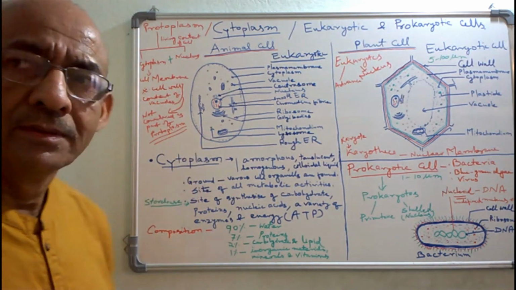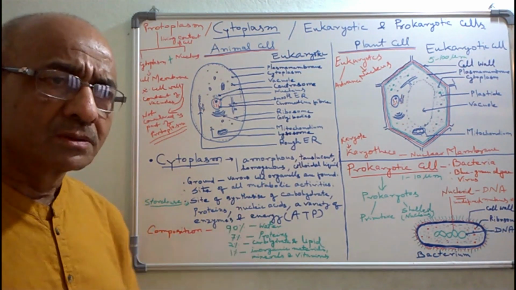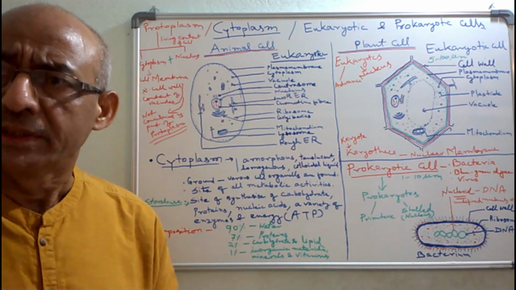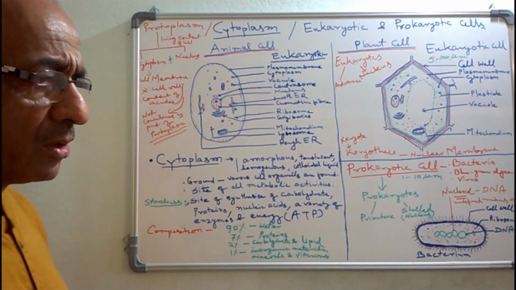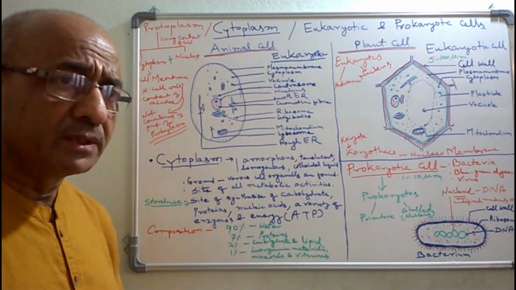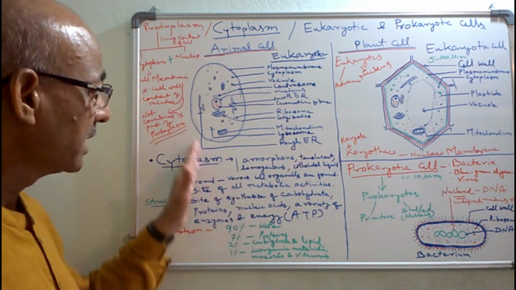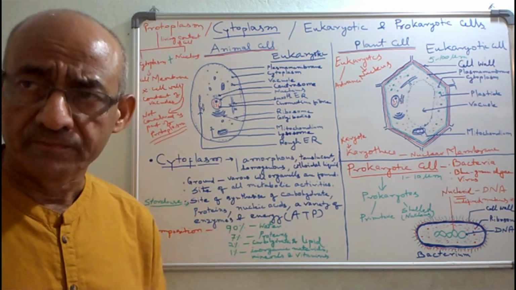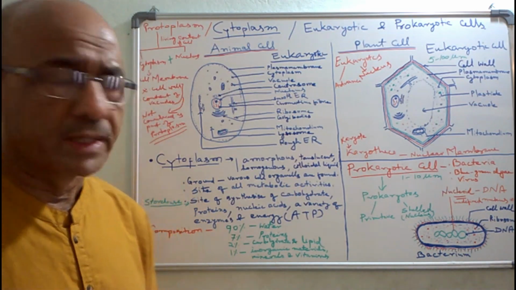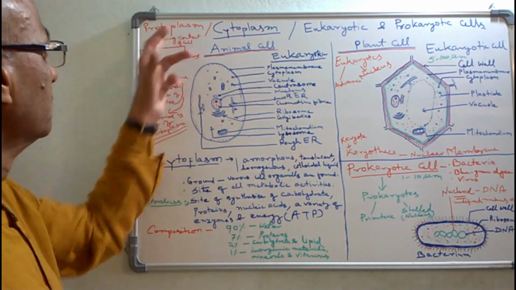And here the recycling of waste materials like waste carbohydrate and protein materials also occurs. That means recycling of waste materials takes place in cytoplasm for reuse. These are the very important points regarding cytoplasm.